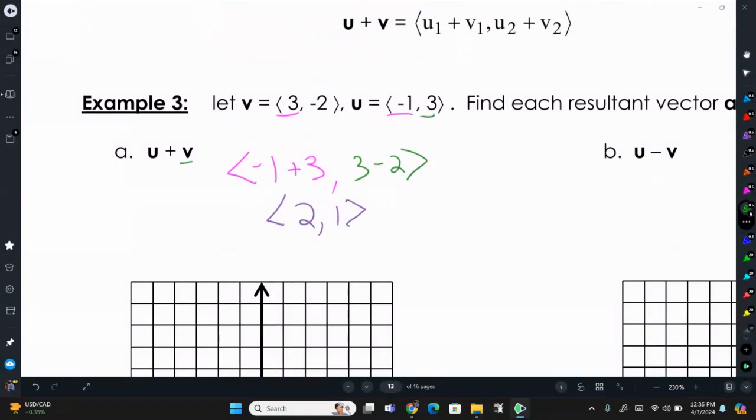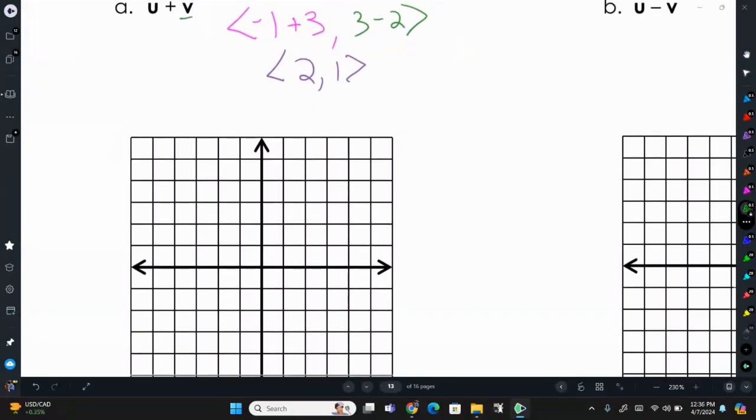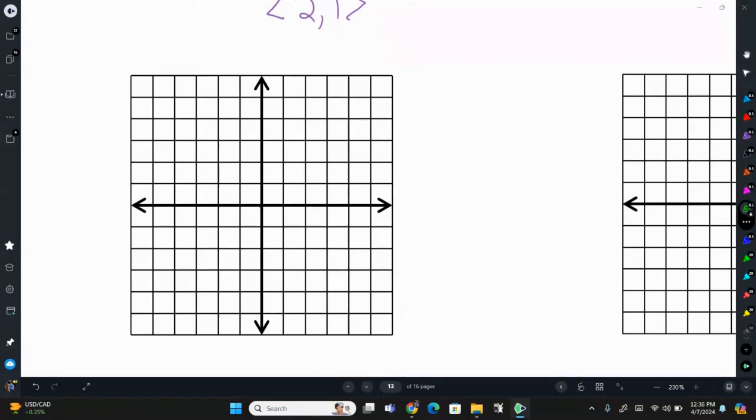So now to graph this, we're going to start with u. U is -1, comma, 3, so 1 to the left and 3 up. So this is going to be my vector u. So I'm going to label that. And then my v vector is 3, comma, -2. So from this point, I'm going to go 3 to the right, 1, 2, 3, and down 2, 1, 2. So that would be vector v.